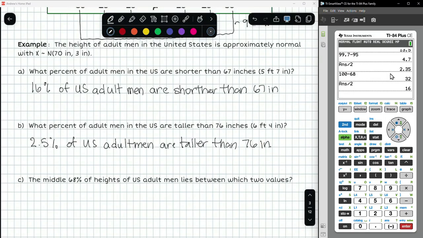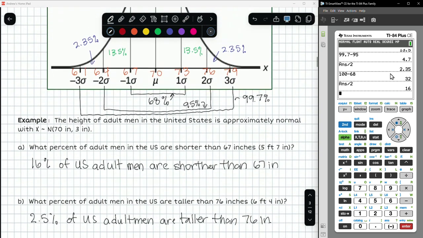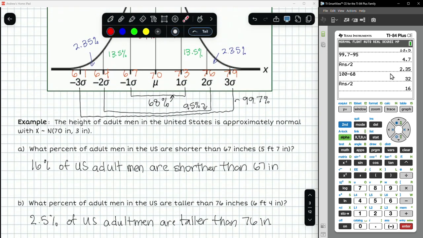Last question is a little less tricky. It says middle 68% of heights of the US adult men lie between which two values? And we go up to our picture, we look for middle 68%. That's within 1 standard deviation, and I can see that's between 67 and 73.